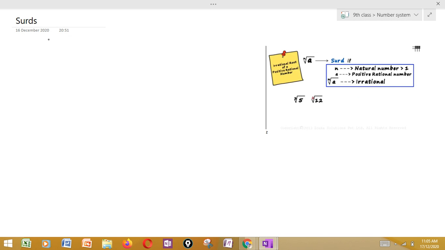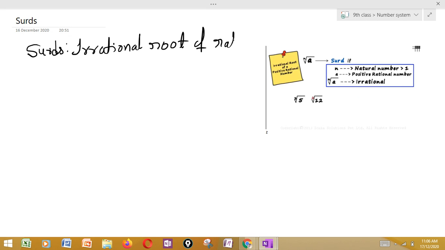Okay, so coming to the point, surds. How can you define surds? Surds are a kind of numbers which are nothing but the irrational root of a rational number. What is that? Irrational root of a rational number.